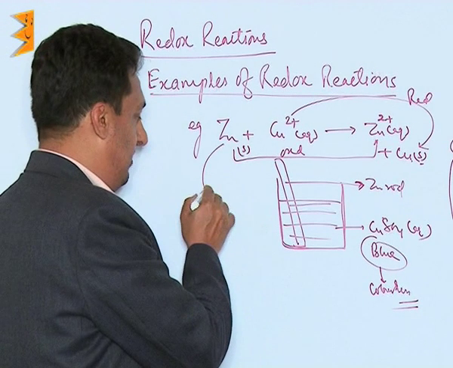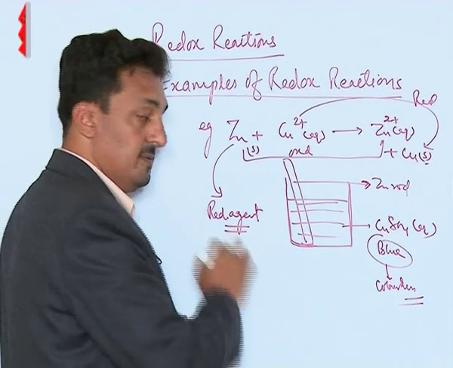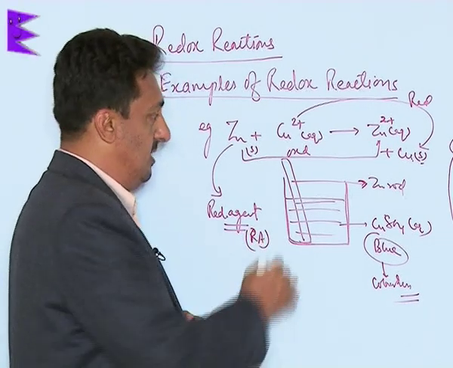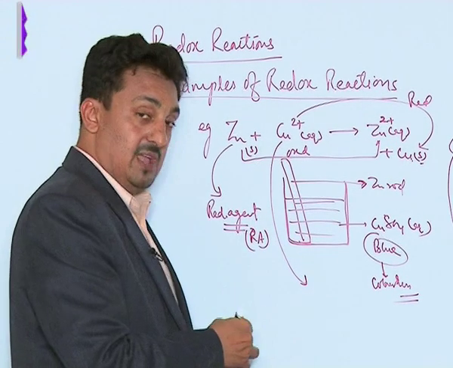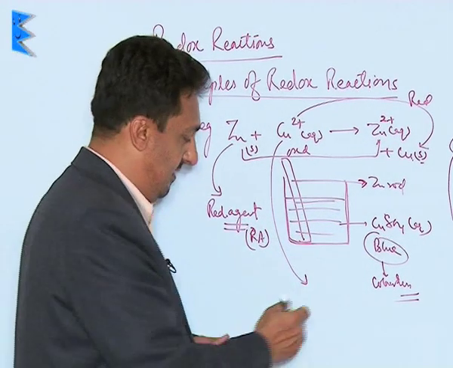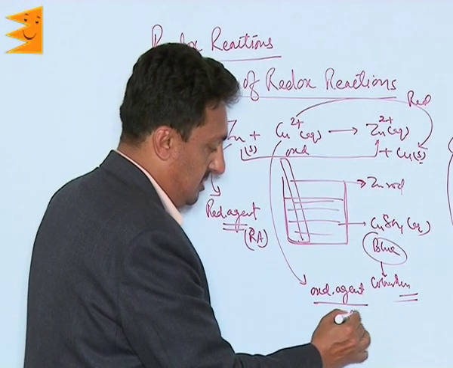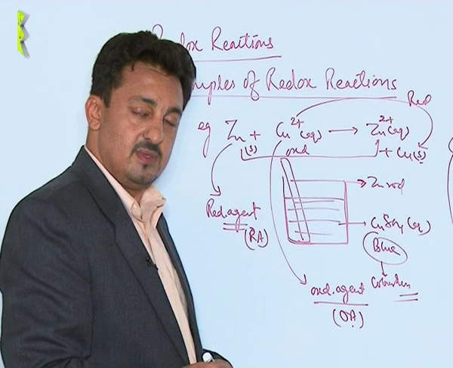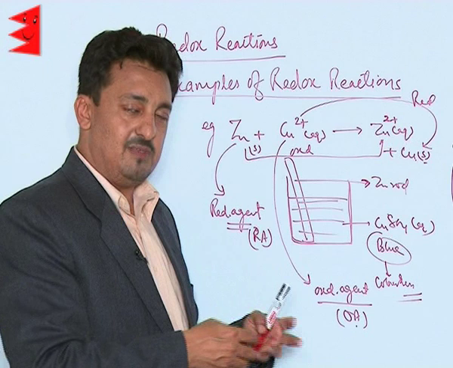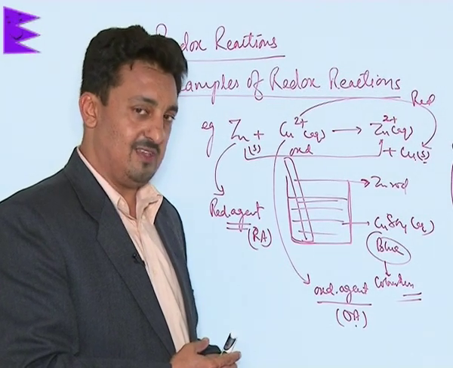So zinc here will be your reducing agent. In short, it is called RA. And your copper, since it is making this zinc lose electrons and it is accepting those electrons readily, is acting as an oxidizing agent, which is also called OA. So we can take very common examples which take place around us in our day-to-day life in order to understand what exactly these reducing agents and oxidizing agents are.